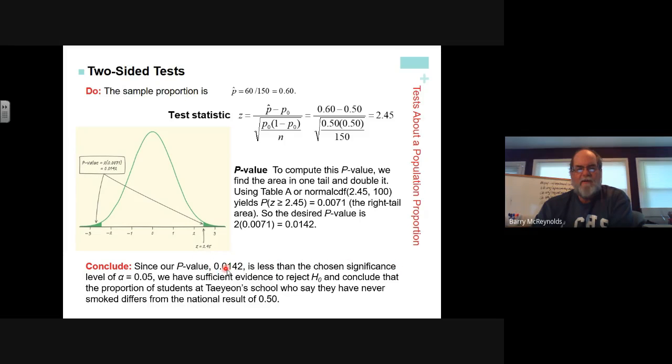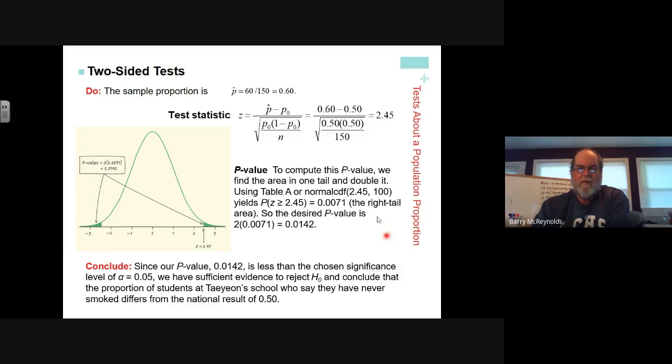So since the p-value is less than the significance level of 0.05, we can reject the null hypothesis and conclude in favor of the alternative, that the proportion of students differs from 0.50. And here's the problem with the significance test. All we know at this point is that the proportion of students in his school who say they've never smoked is not 50%. We don't know whether it's above or below that value.